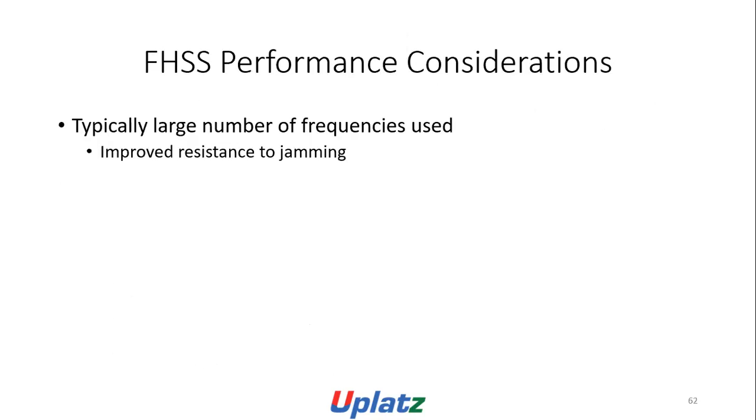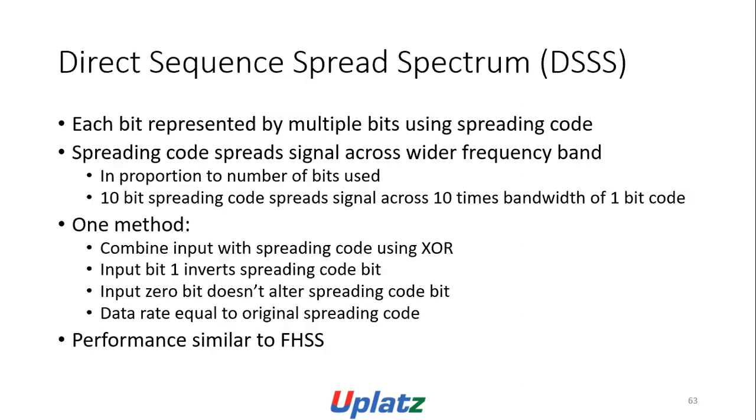FHSS performance consideration: typically, a large number of frequencies gives improved resistance to jamming. Direct sequence spread spectrum, DSSS: each bit is represented by multiple bits using a spreading code. Spreading codes spread the signal across a wider frequency band in proportion to the number of bits used. A 10-bit spreading code spreads the signal across 10 times the bandwidth of a 1-bit code.